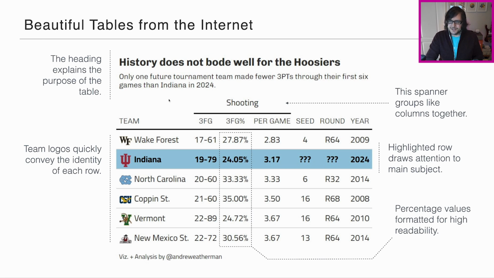Another cool thing I like is that there's a spanner. What that means is there's a label above a number of columns. It just gives you some grouping and some structure to the table. And another cool thing is these team logos. They quickly convey the identity of each row. And formatting, that's a thing here. We see that we have percentage values, and they're nicely formatted for readability.